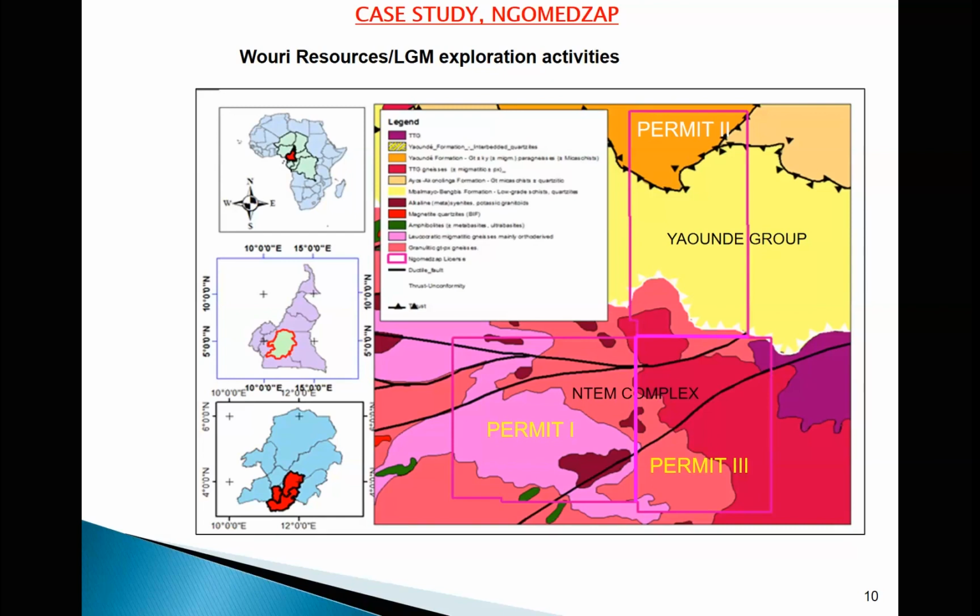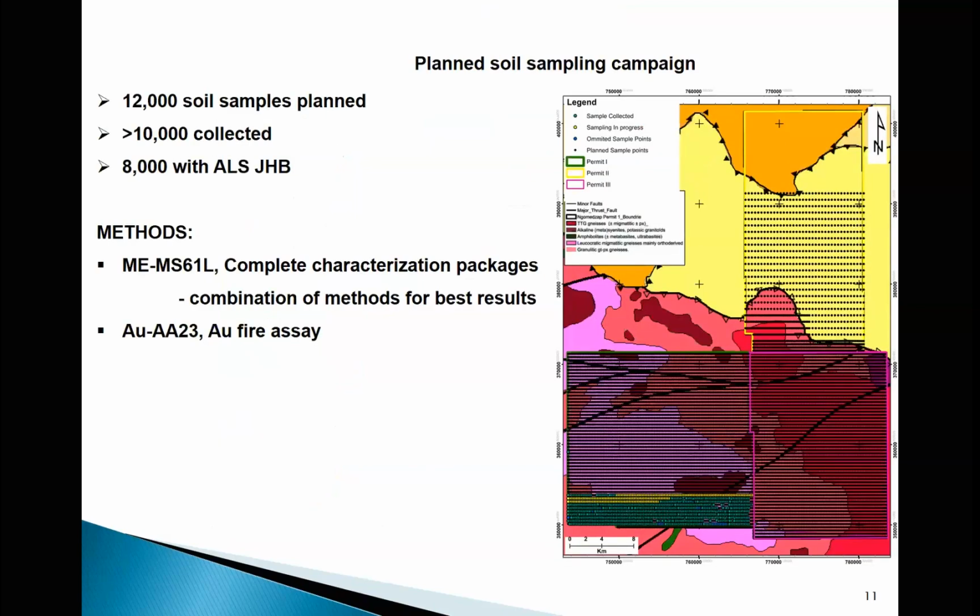So after acquiring that, LGM came in and we said that we should do some soil sampling over the 3 permits and see what the geochem gives. So we planned to collect 12,000 soil samples. So far, we've collected 10,000, and then there are about 8,000 samples in the laboratories in Edenville and Johannesburg with ALS that are being analyzed.